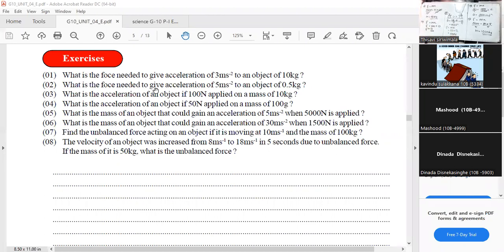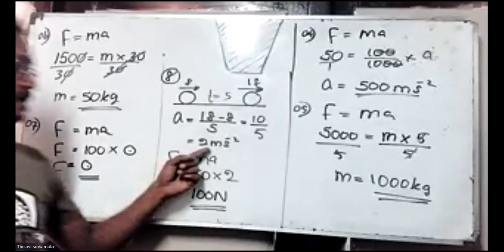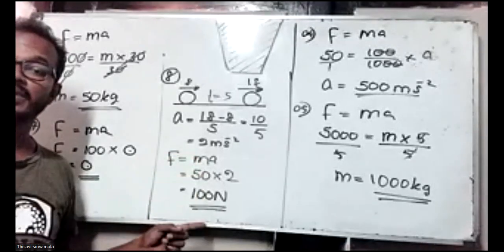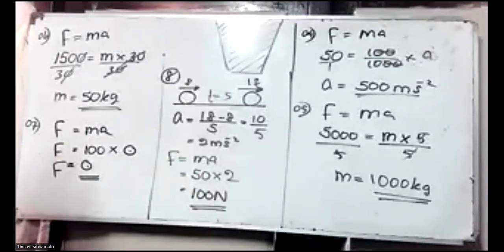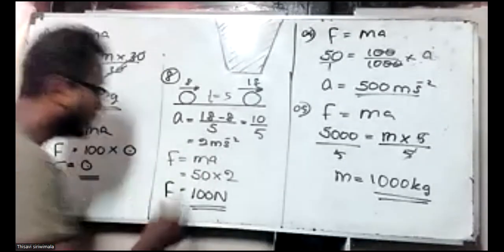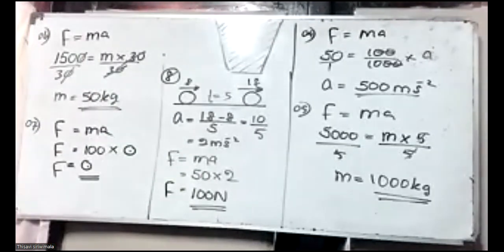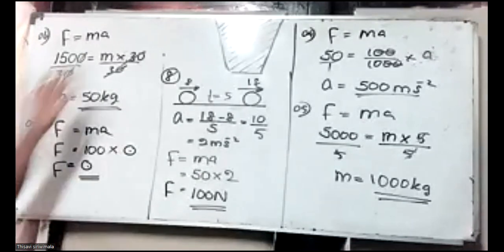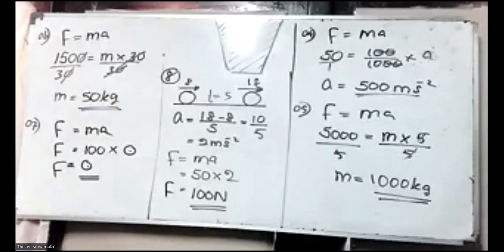So some data are hidden. So this is how you obtain the hidden data. Using the hidden data, you have to calculate the acceleration. First, you have to get the acceleration. Then, using it, you have to calculate the force needed, unbalanced force. So all the 8 questions we have done. So you can write the answers. You can check whether your answers are correct.